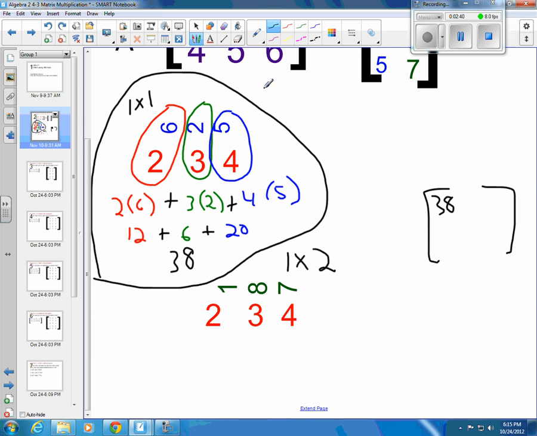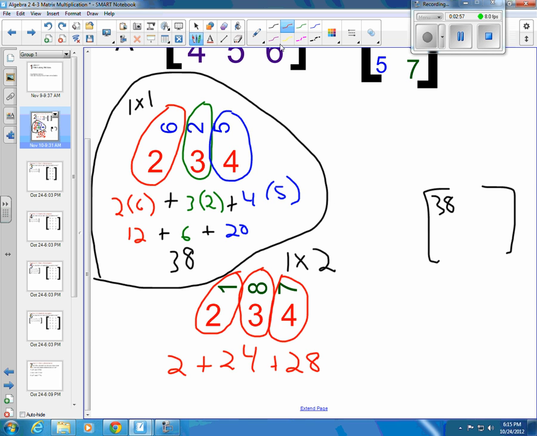Now I'm going to do my second one. So I am going to grab my first elements here. So that's 2 times 1 is 2. Grab my second elements here. 3 times 8 is 24. And grab my third elements here. 4 times 7 is 28. And when I add that all together, 2 plus 24 is 26. 26 and 28 would be 54. So my first row, second column is going to be 54.